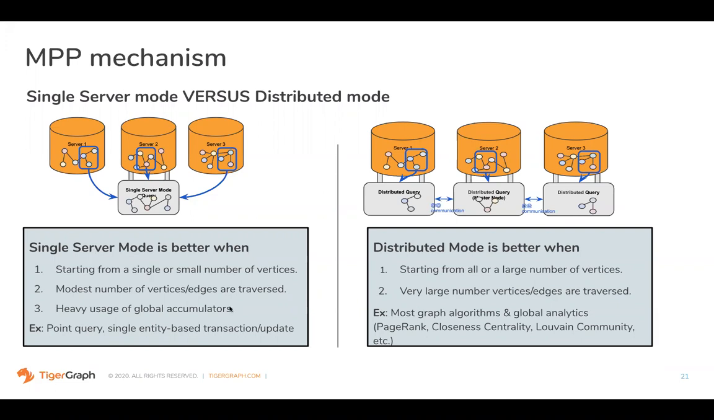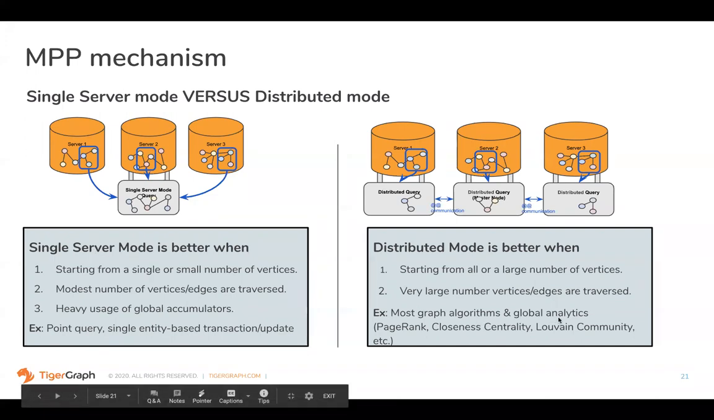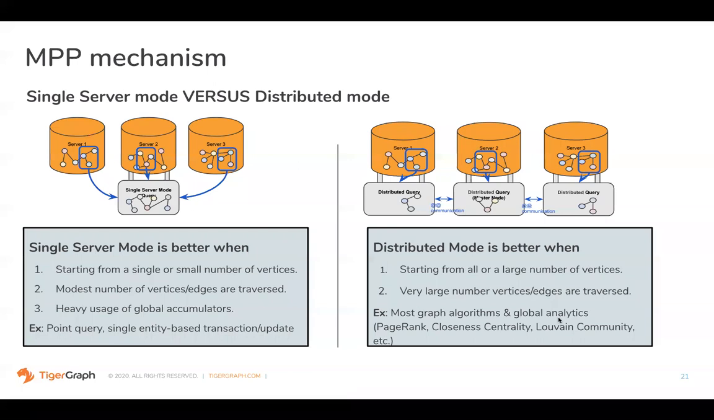Now, if you have complicated graph algorithms, or OLAP style queries that require a large number of vertices and edges to be traversed, then obviously you should use distributed mode. For example, PageRank, centrality, Louvain. These are the sort of algorithms that typically require you to deal with the entire data set, so those would be good candidates for distributed mode.